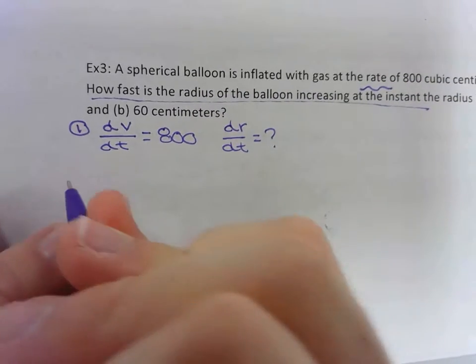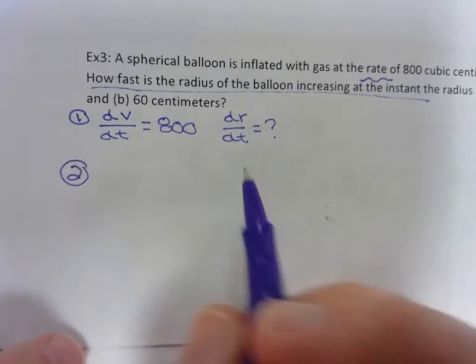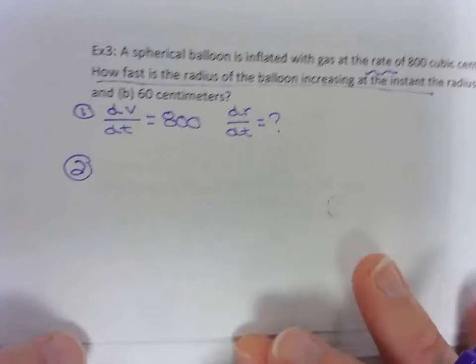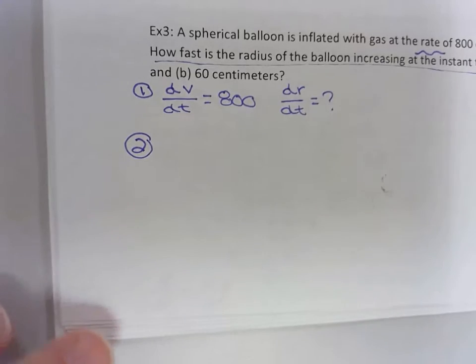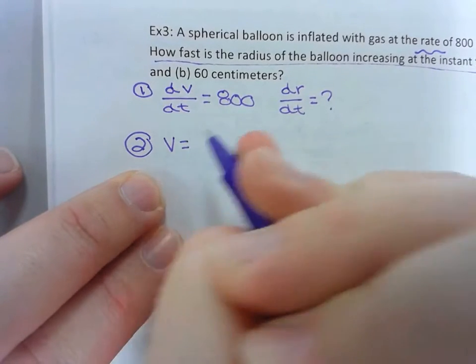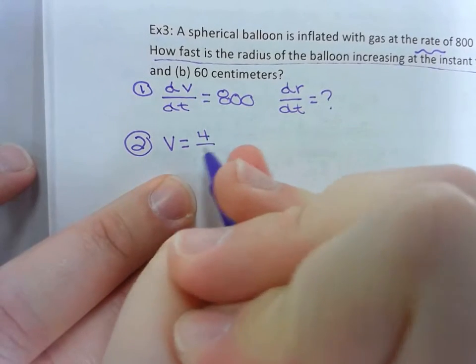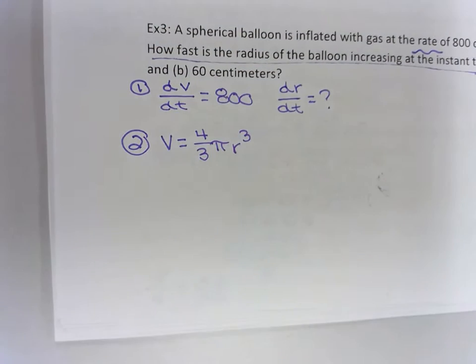That's the first step. Second step, let's go ahead and come up with the formula that relates my given and unknown, which is volume and radius. So what would be a formula that relates volume and radius? Well, the volume of a sphere is 4/3 pi r cubed. I'm talking about a sphere. I give you the volume. I want to know the radius. So the volume formula of a sphere is volume equals 4/3 pi r cubed.